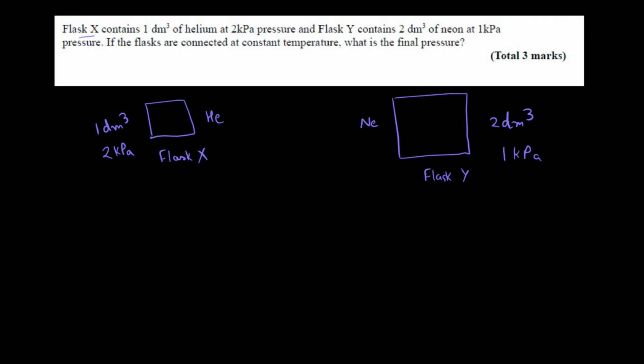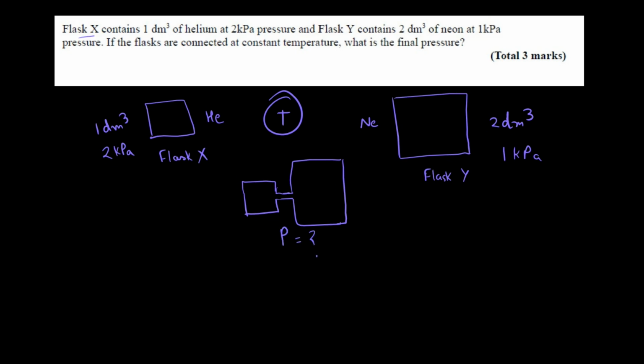Now what I am going to do, if the flasks are connected at constant temperature, so temperature T is constant. Now I am going to connect this flask. So when I connect the flask, they are asking what is the final pressure. We need to find the pressure here.